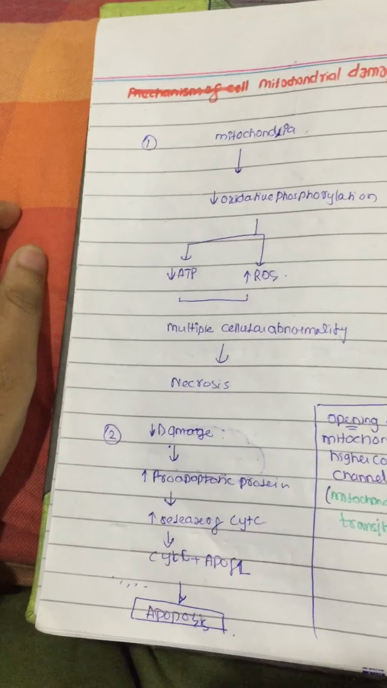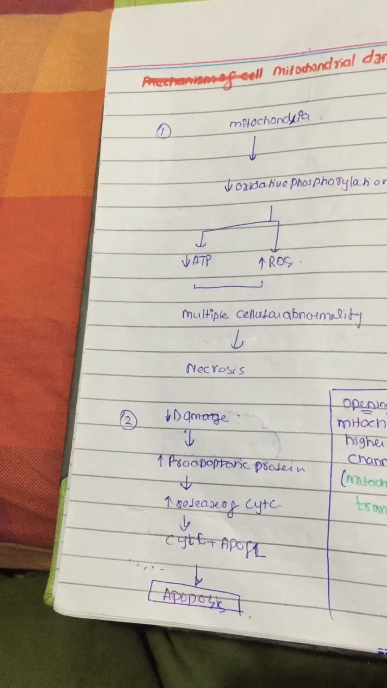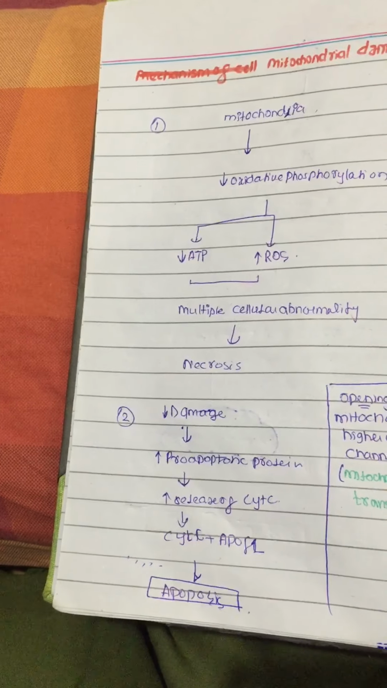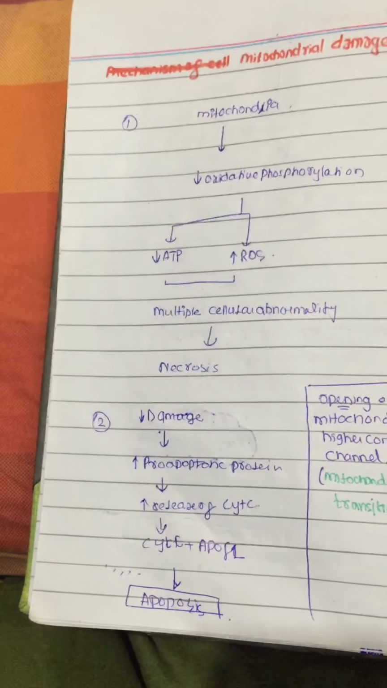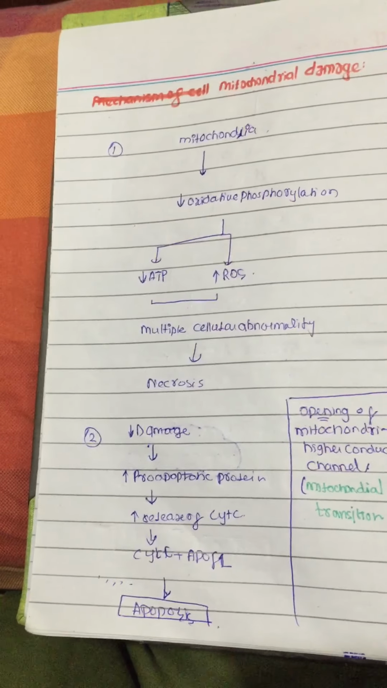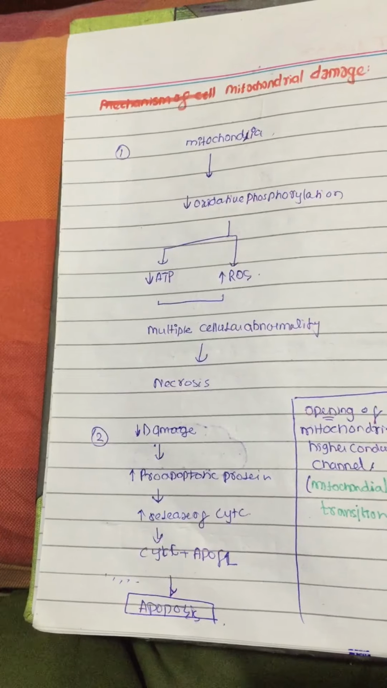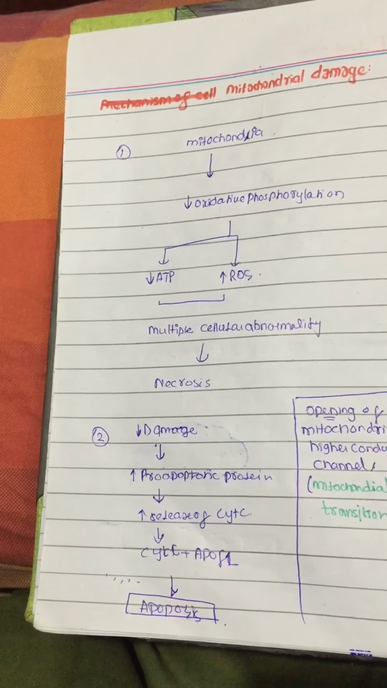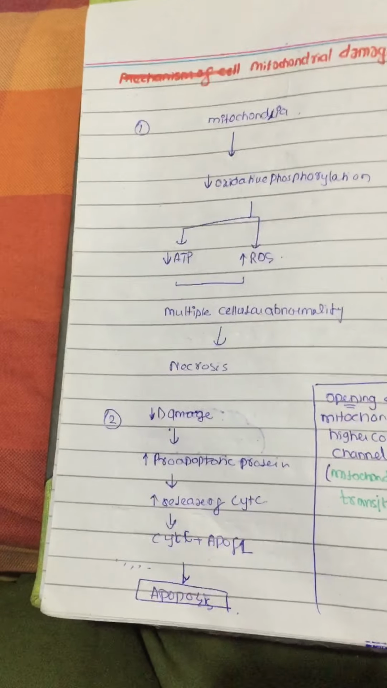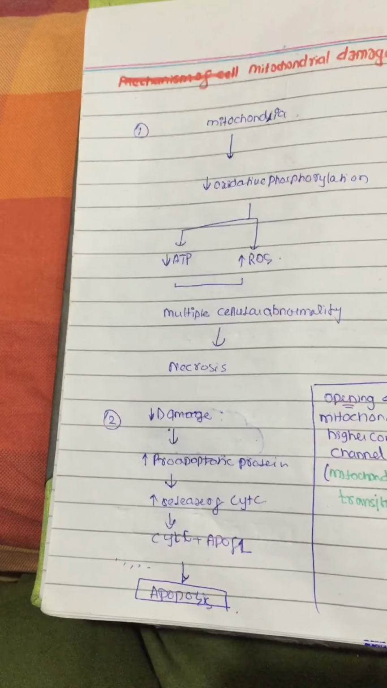What happened in mitochondrial damage? For example, we already said that because of the ischemia there's going to be reduced level of the oxidative phosphorylation. Because of that there's going to be reduced level of the ATP and increased level of the reactive oxygen species. Because of that there's going to be increased abnormality and ultimately necrosis.